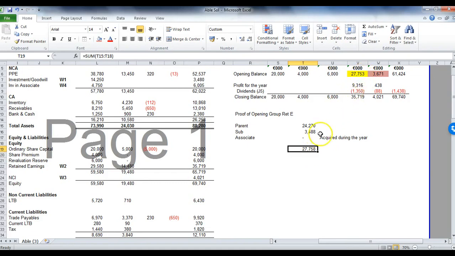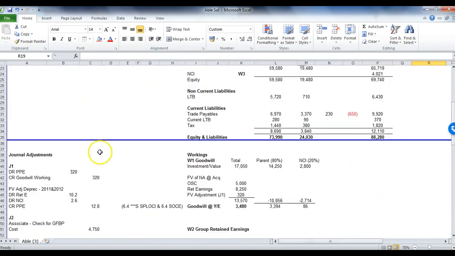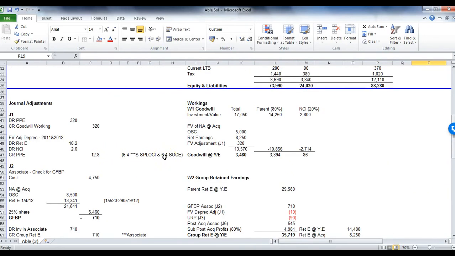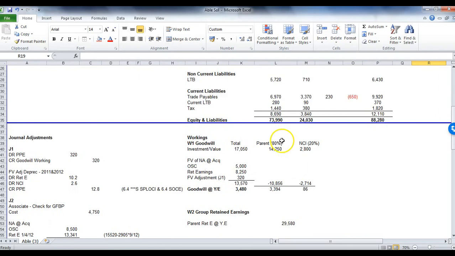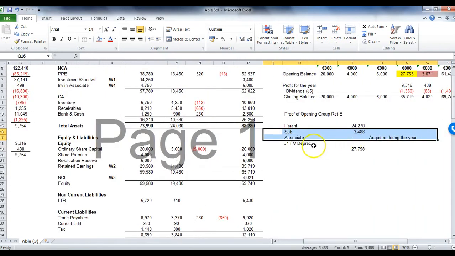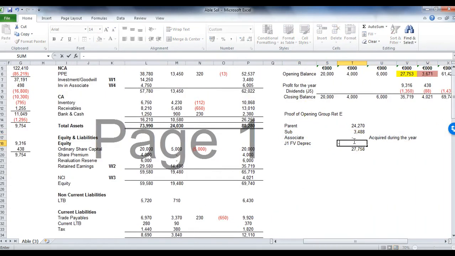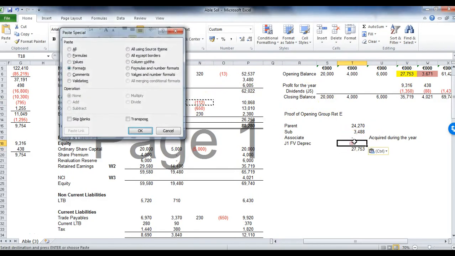But we notice here that doesn't really match up. And this is where the final Journal 1 fair value depreciation adjustment comes in, that we had labelled 6.4 in the statement of change in equity. So we know 6.4 of adjustment would have been for prior year sub's profits. So you can bring that in by saying the fair value depreciation here for the group would have been minus 6.4 times 80%. That gets you to your 27,753. So that is how the prior year adjustments show up.